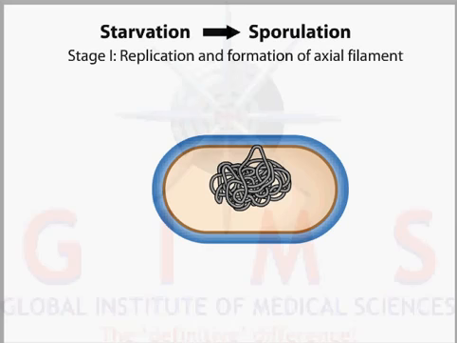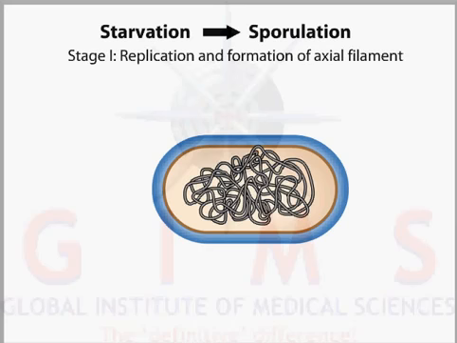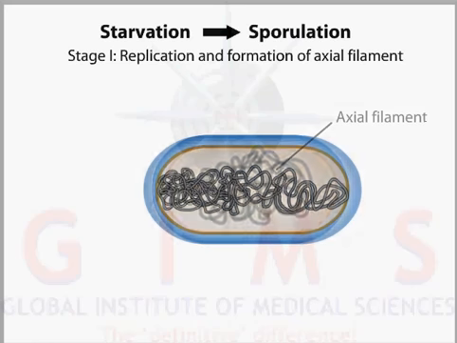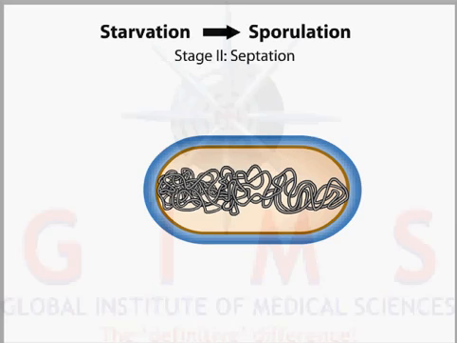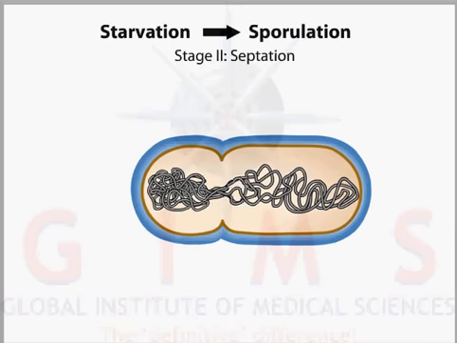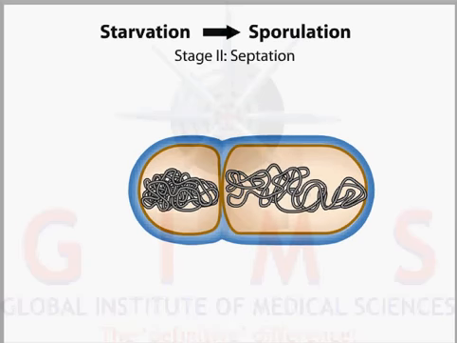Stage 1 involves replicating and stretching the DNA into a long axial filament that spans the length of the cell. Ultimately, one of the polar division sites wins out, and in stage 2, septation occurs, dividing the cell into 2 unequal compartments: the forespore, which will ultimately become the spore, and the larger mother cell from which it's derived. Each compartment contains a chromosome.